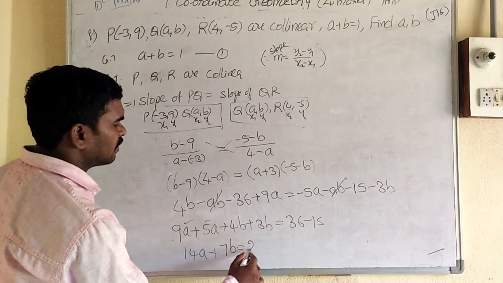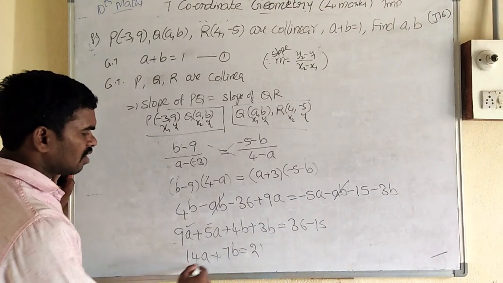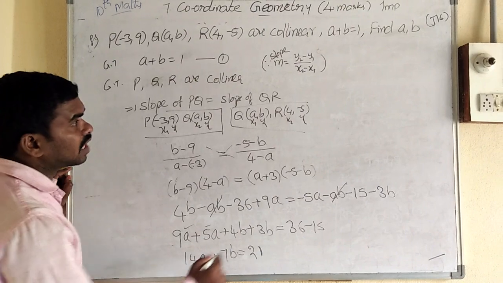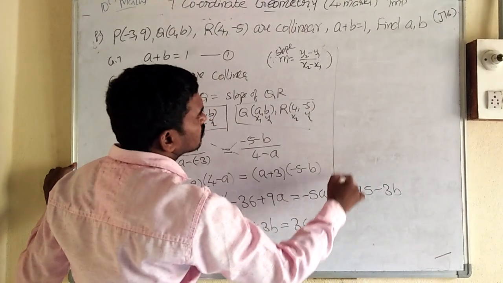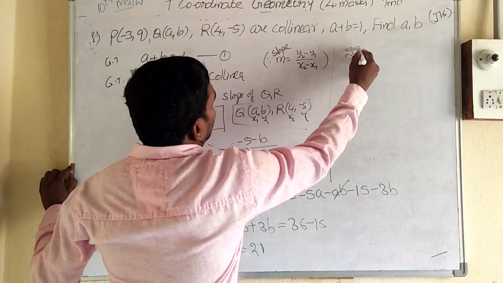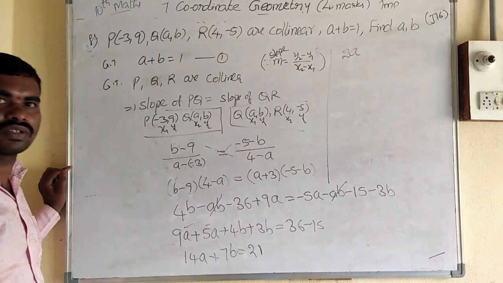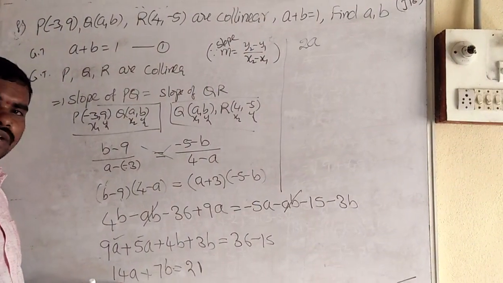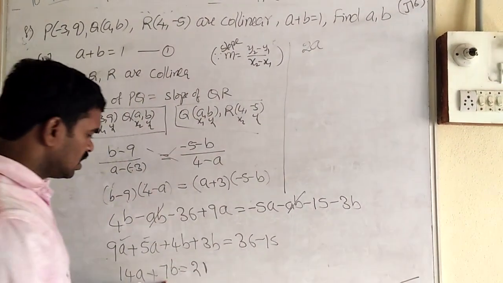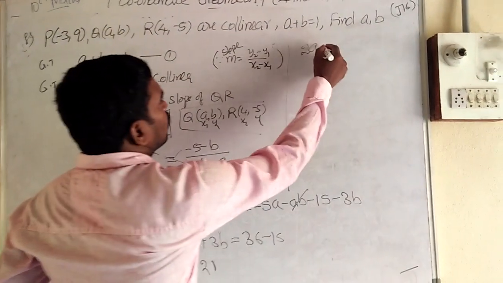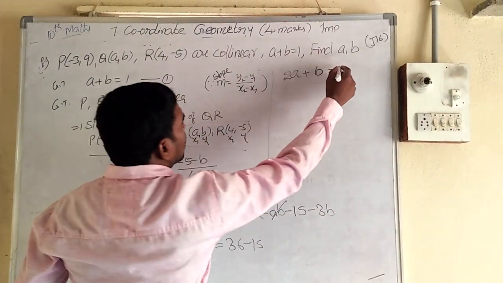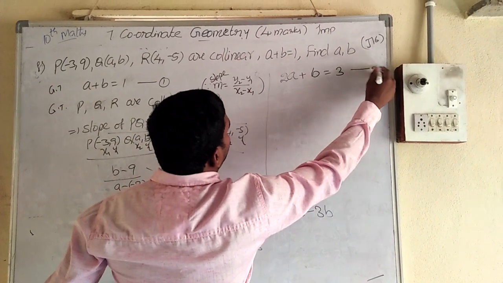36 minus 15 is 21. So check in all terms, 7 is common. In the 7 table, 7 twos are 14, so 2a. 7 ones are 7, so 1b. Is equal to, in the 7 table, 21, 7 threes are 21, so 3. Take it as equation 2.